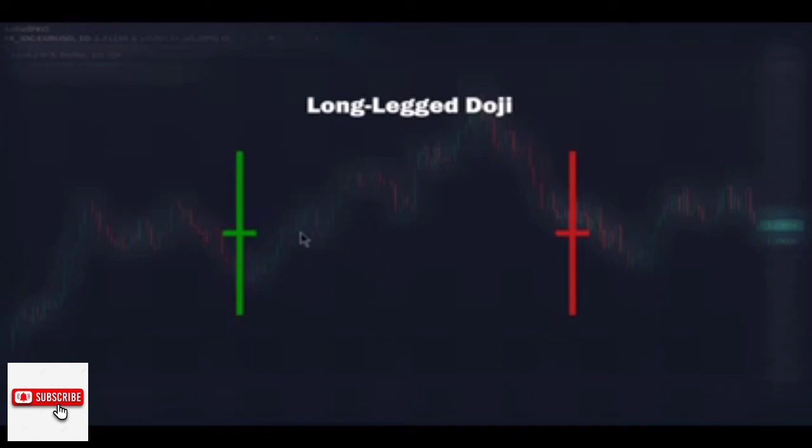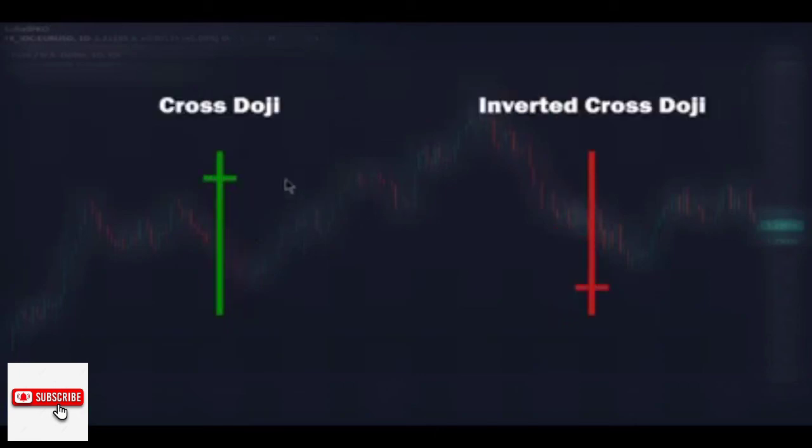But plus sign doji has a greater amount of indecision and is more significant than the long leg doji, because in long leg doji, buyers and sellers were more active in the session. Compared to spinning tops, long leg doji is more significant, because in spinning tops we have a body, but here in long leg doji we don't have any activity from buyers and sellers between open and close, and this shows a greater amount of indecision. Cross doji and inverted cross doji.